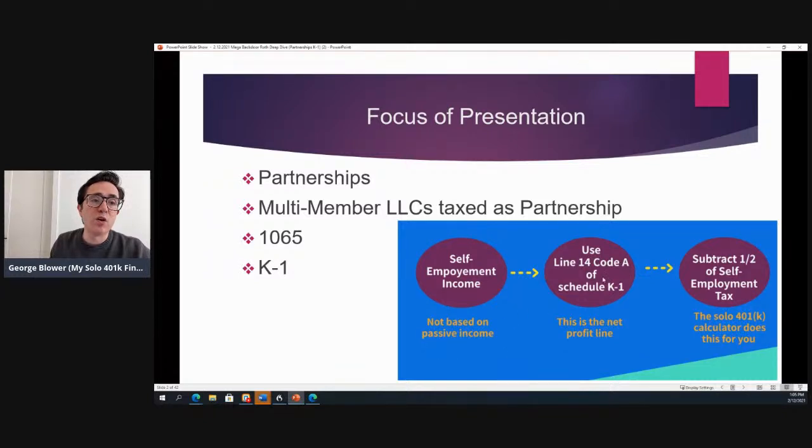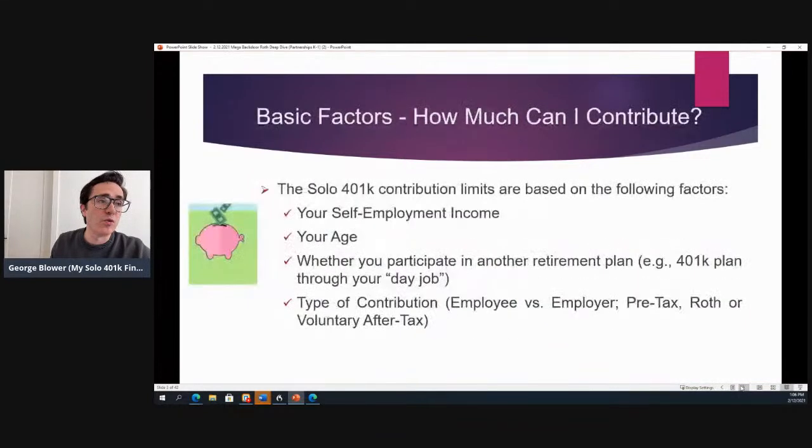Use line 14, code 1 of Schedule K-1. This is the net profit line. Subtract 1/2 of the self-employment tax. And our Solo 401k calculator does this for you.